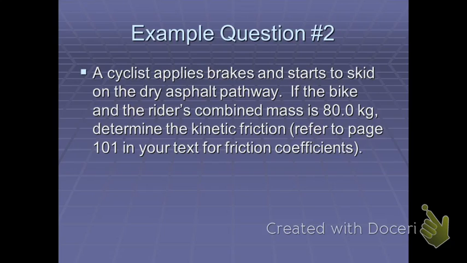Second example, we have a cyclist who applies brakes and starts to skid on a dry asphalt pathway. If the bike and the rider's combined mass is 80 kilograms, determine the kinetic friction. Now, in this one, I want you to open up your textbooks and look at page 101. On page 101, you're going to get a list of coefficients. In that list, you're going to get numbers that represent kinetic friction, and numbers that represent static friction. So again, you have to determine what kind of situation is occurring in the question. Now, in this particular case, we have kinetic friction happening. So we're going to find out the coefficient of kinetic friction.